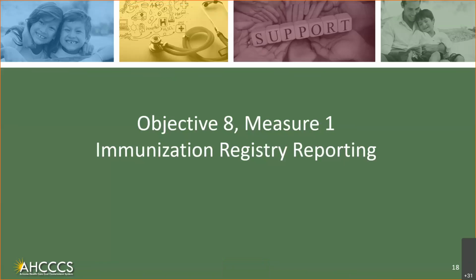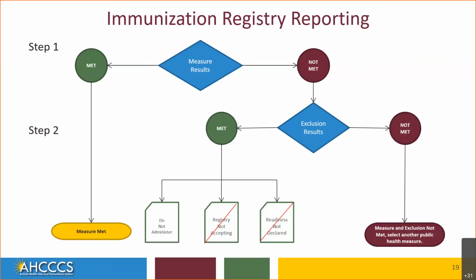So let's move into the specifics for Measure 1, which is the Immunization Registry Reporting. This is just a brief overview slide related to immunization to help EPs start to figure out where they fall for this measure. So for step 1, you want to look at the measure results. Does the EP meet the requirements? Do they submit data to the registry?